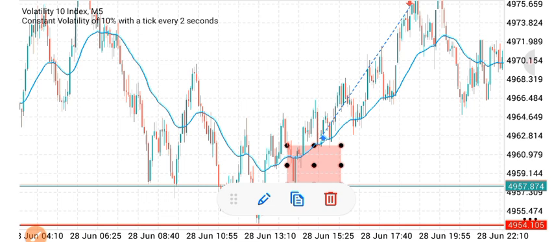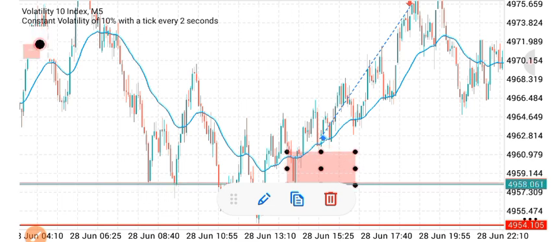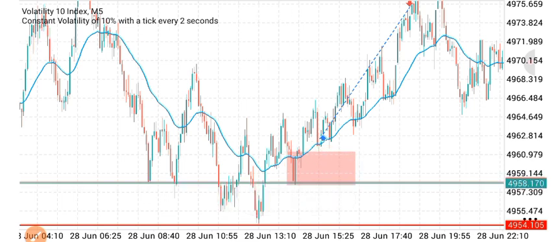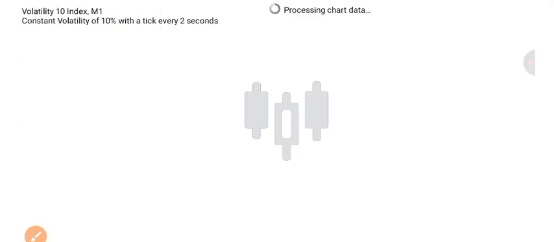So I waited until price came there. When price came here, what did I do? I think I also went to my 1 minute time frame.